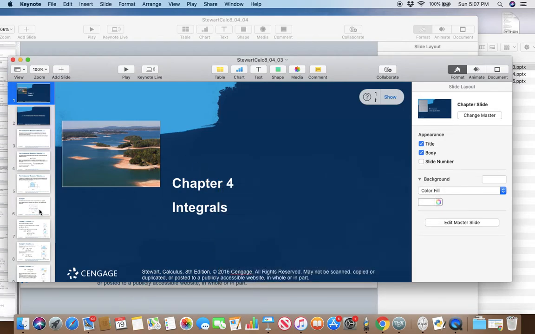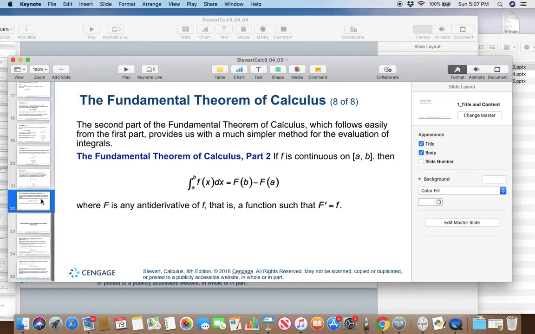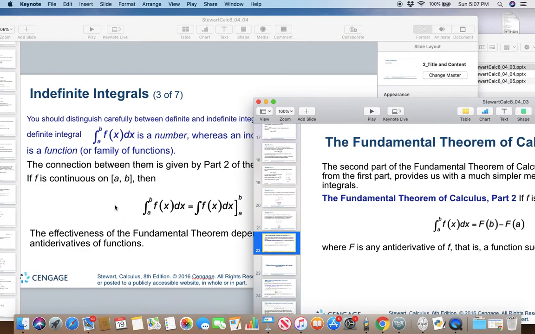Instead of writing capital F of B minus capital F of A, say that capital F is any antiderivative of f. You can simply write it as the integral of f(x) dx from A to B. So you can avoid all of this by simply writing this.